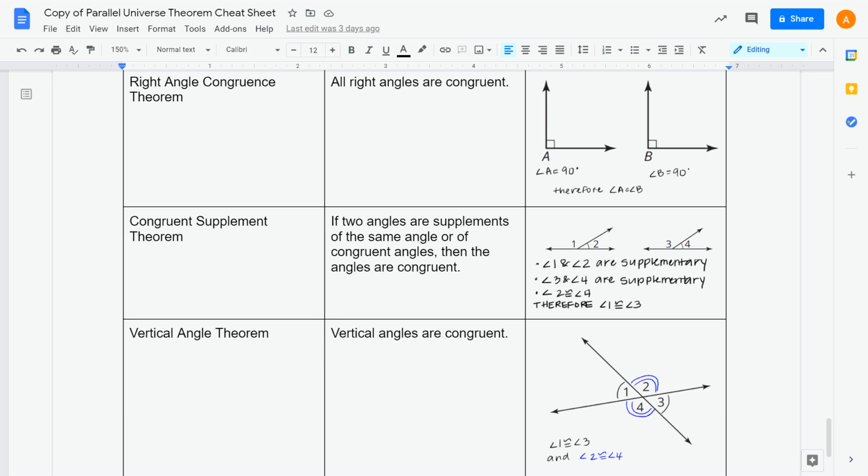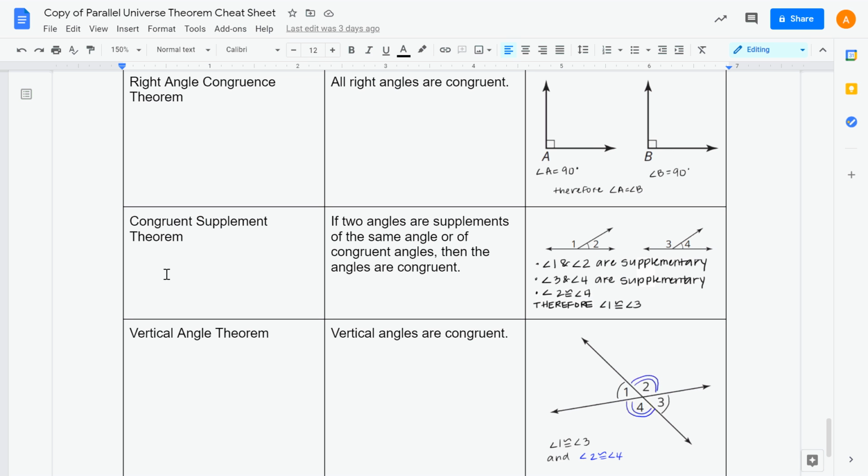Lastly, we have these few theorems that were also covered in the last video, the theorems cheat sheet, but let's talk about them one more time right here. Our right angle congruence theorem states that all right angles are congruent, which means if I am told that there are right angles or perpendicular lines, we will always have congruent angles.